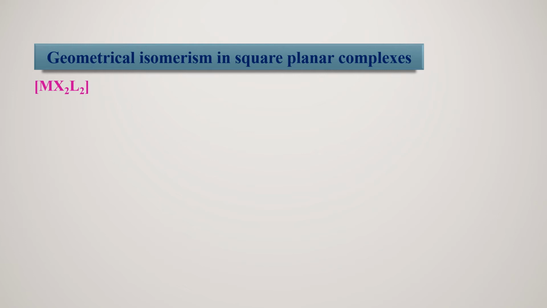Here metal M has X as one kind of ligand and L as another kind of ligand, so two ligands are there. Coordination number is 4, the hybridization is dsp2, and the geometry is square planar. Both X and L are monodentate or unidentate ligands. So take a particular example.